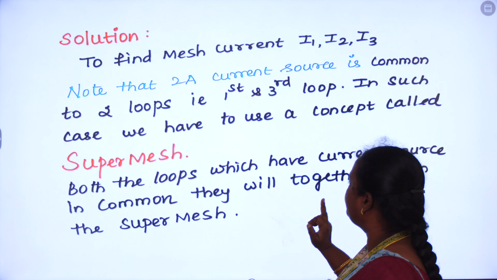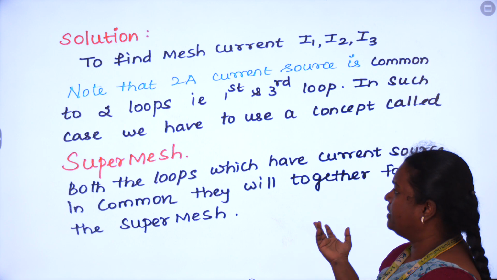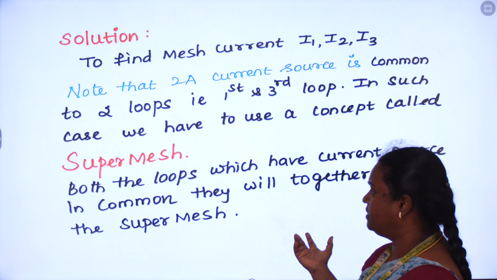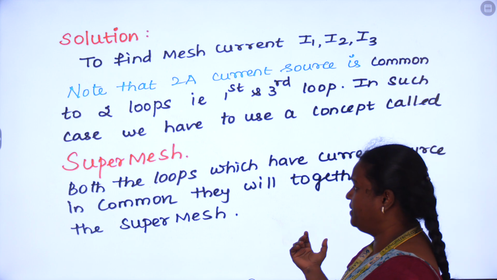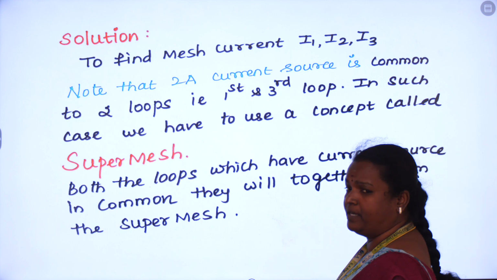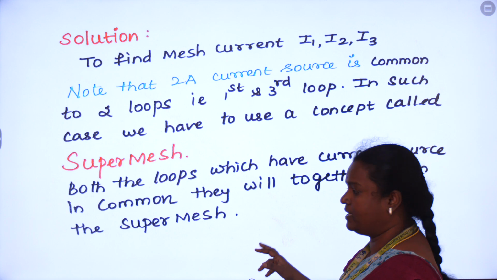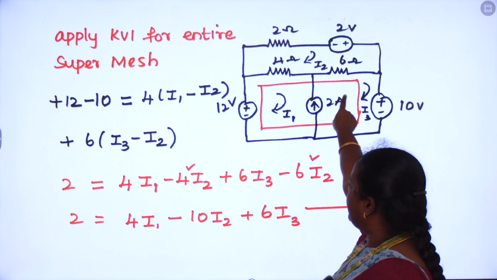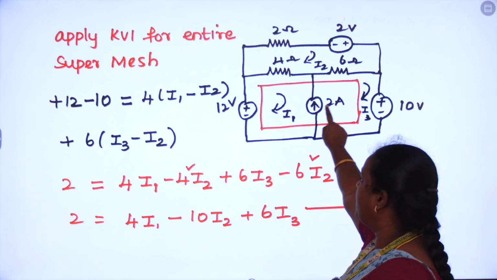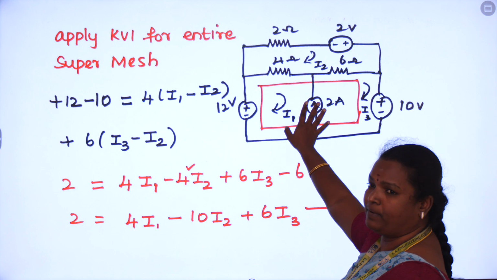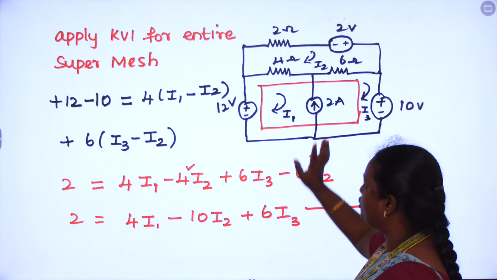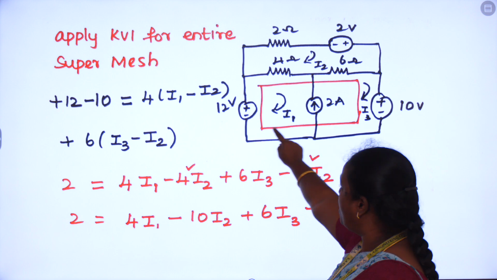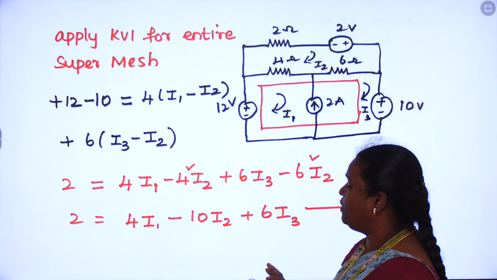So moving on to the first step, since we have the 2 amps current which is present between loop 1 and loop 3, the entire loop, that is 1 and 2 combined together, is considered as a super mesh. Applying KVL to this entire super mesh, we have the voltage rise, which is nothing but we have 2 voltage sources. One is 12 volt and the next one is 10 volt.